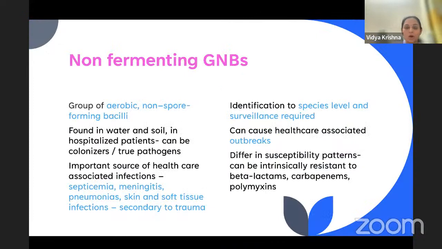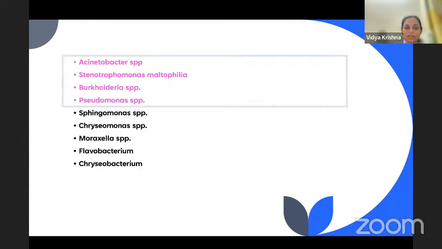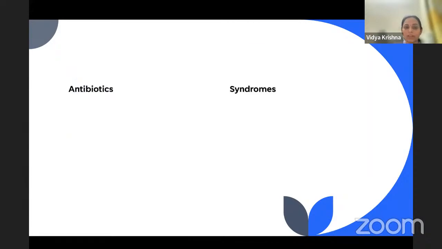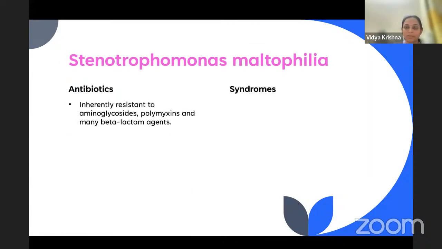The last part is the non-fermenting GNB. These are the major ones: Acinetobacter, Stenotrophomonas. I'll only talk about Stenotrophomonas because that is something that we often see.